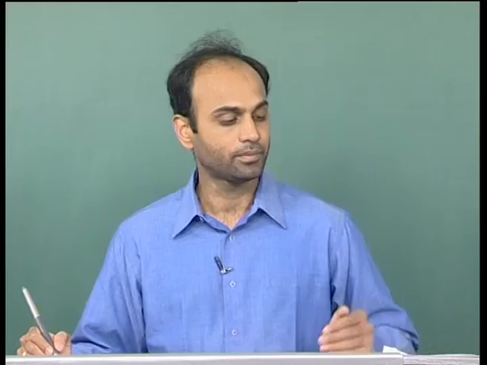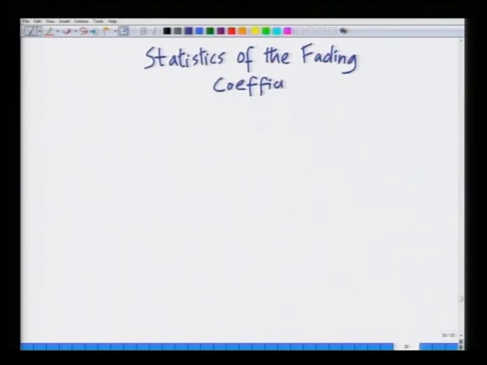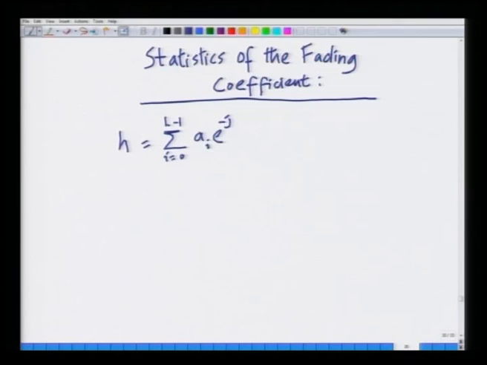So, I go to the next section, and this section is essentially titled statistics of the fading coefficient. Let me remind you, the fading coefficient is h, which is equal to the summation over i equals 0 to L minus 1 of a_i e power minus j 2 pi f_c tau_i. This is the fading coefficient.